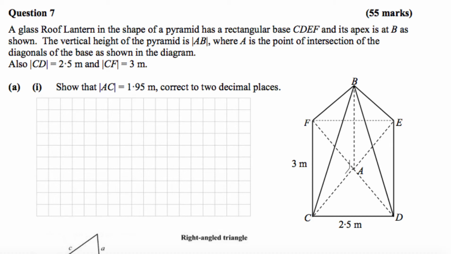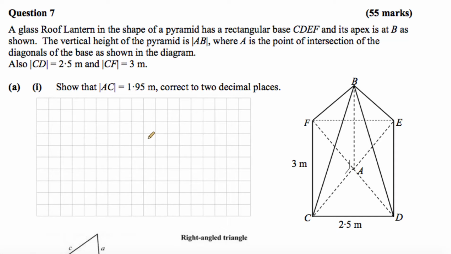So this is the 2016 Leaving Cert Higher Level Paper 2 and we're looking at question 7. A glass roof lantern in the shape of a pyramid has a rectangular base CDEF and its apex is at B as shown. The vertical height of the pyramid is AB, where A is the point of intersection of the diagonals of the base as shown. So this is where the diagonals cross each other. Also, the length CD is 2.5 meters and the length CF is 3 meters.